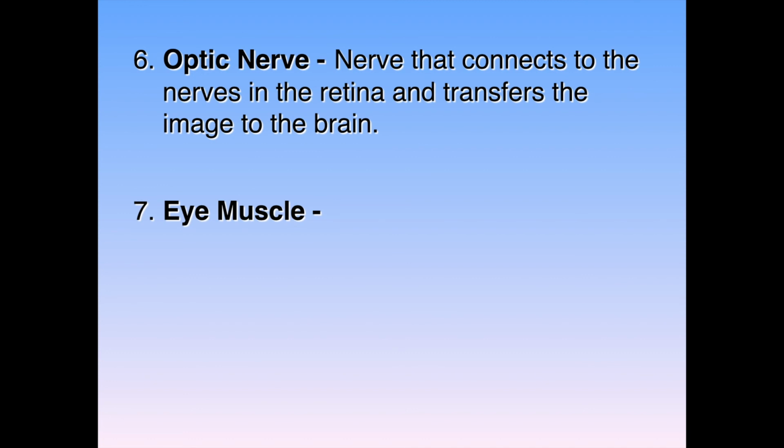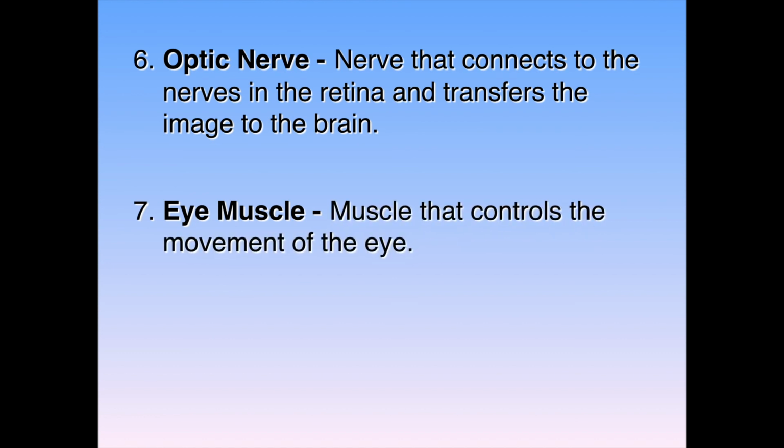And the last part is the eye muscle, and that controls the movement of the eye so that it can change the direction the eye is pointing and helps it to focus the image by changing the shape of the eye a little bit. So that's eye muscle. It controls the movement of the eye. So those are the different parts of the eye and what they do.